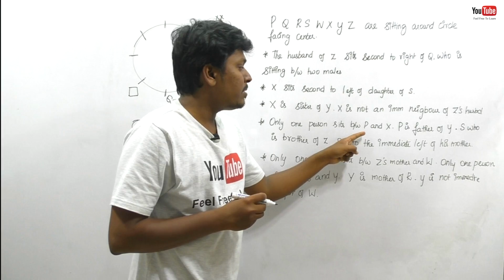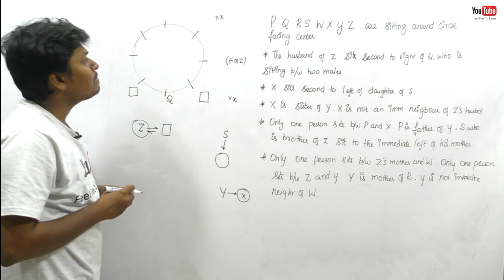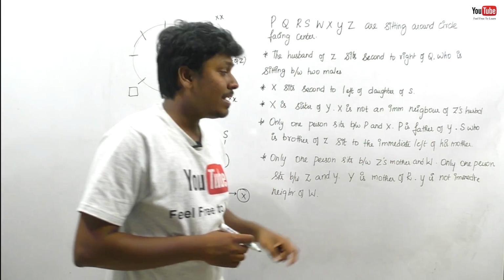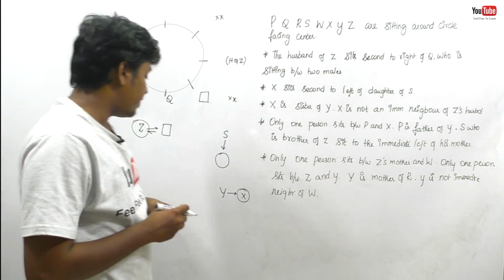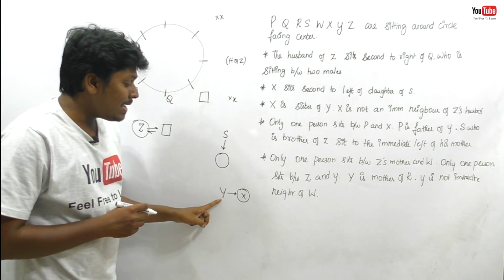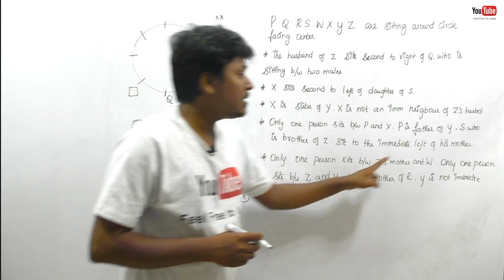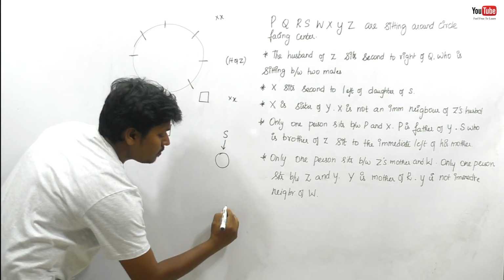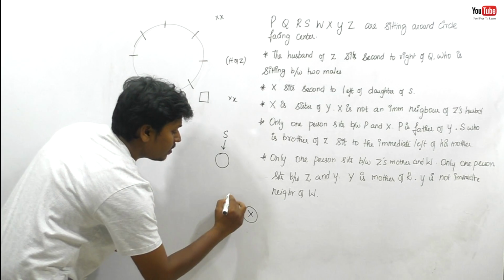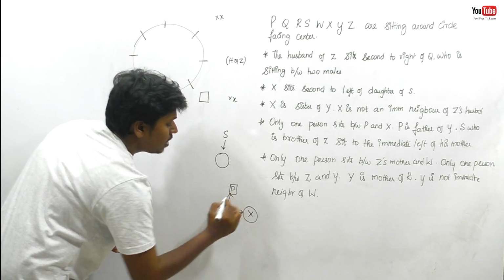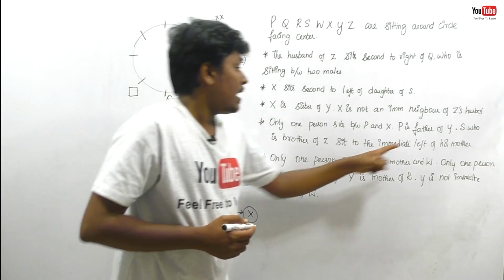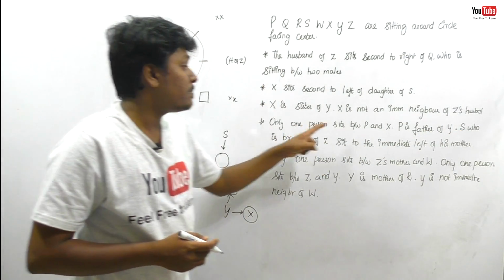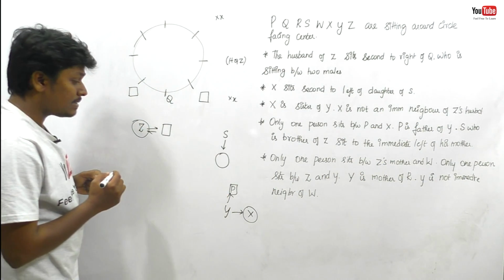Only one person sits between P and X. Don't bother about the arrangement. P is the father of Y. So Y's father is P. We already know that Y's sister is X, and here they have said that Y's father is P. Okay. S is the brother of Z. So we can clearly say that Z's brother is S.